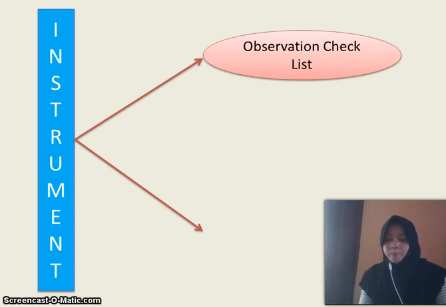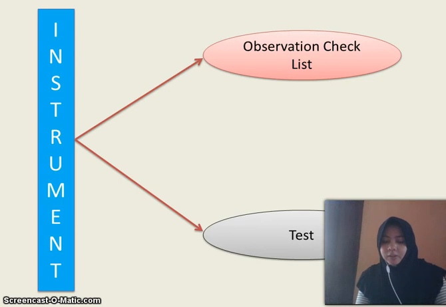So the second instrument used in this research is tests. In this research, the researcher used an achievement test to measure the students' speaking skill improvement. The researcher used oral tests in the form of debate.